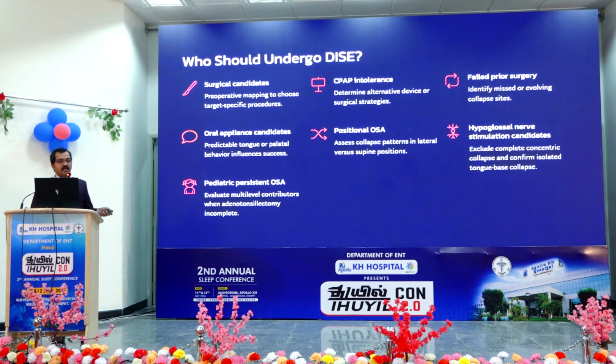In syndromic kids, Down syndrome, where you have hypotonia of the muscles, do a DISE prior to the adenotonsillectomy. Or in other craniofacial anomalies, there also you should consider upfront DISE rather than a second DISE after adenotonsillectomy, upfront DISE.